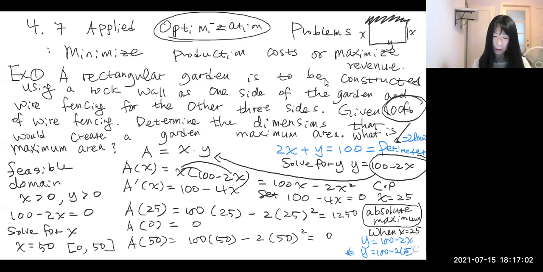Can you please calculate 100 times 2 times 25? Let me see the book a little bit slower. So it's 50, okay? The unit is feet. So when x equals 25, y equals 50, and then they can make a maximum area, which is 1250 feet squared, right? Is it okay?